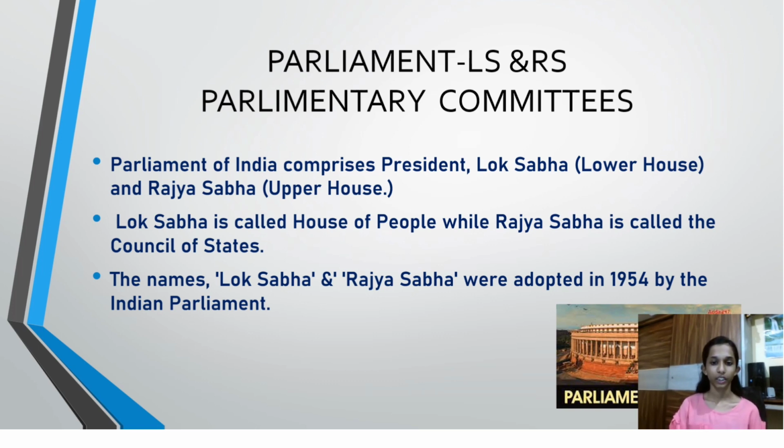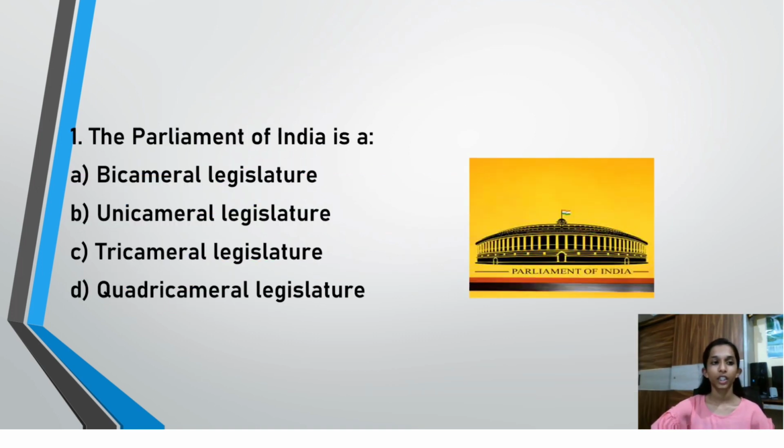Parliament of India comprises President, Lok Sabha, that is lower house, and Rajya Sabha, that is upper house. Lok Sabha is called as House of People, while Rajya Sabha is called as Council of States. The names Lok Sabha and Rajya Sabha were adopted in 1954 by the Indian Parliament. Here is our first question regarding Parliament of India.